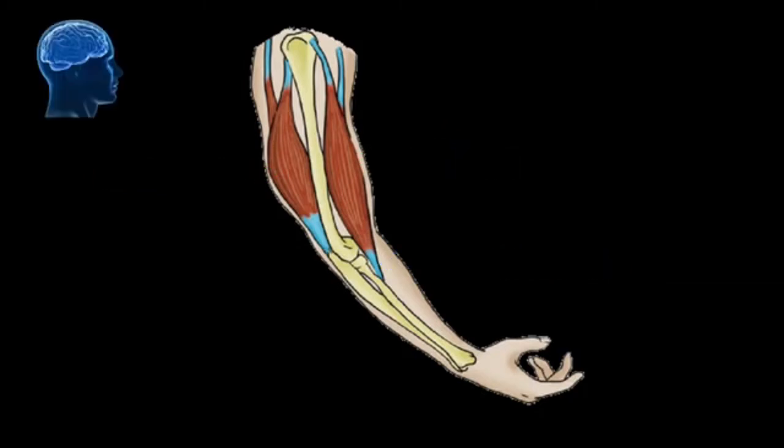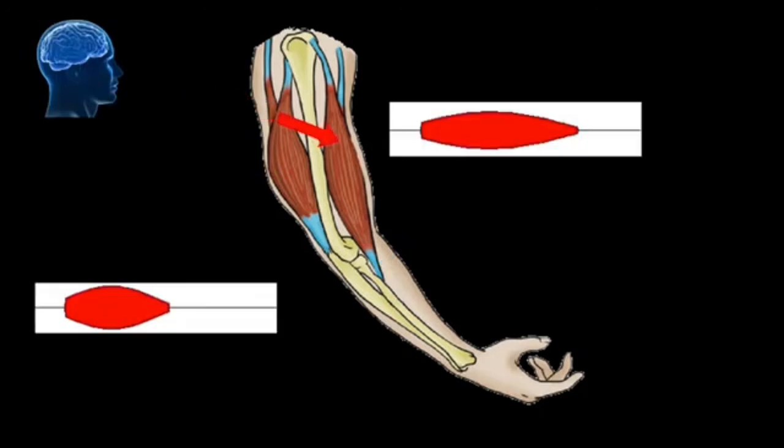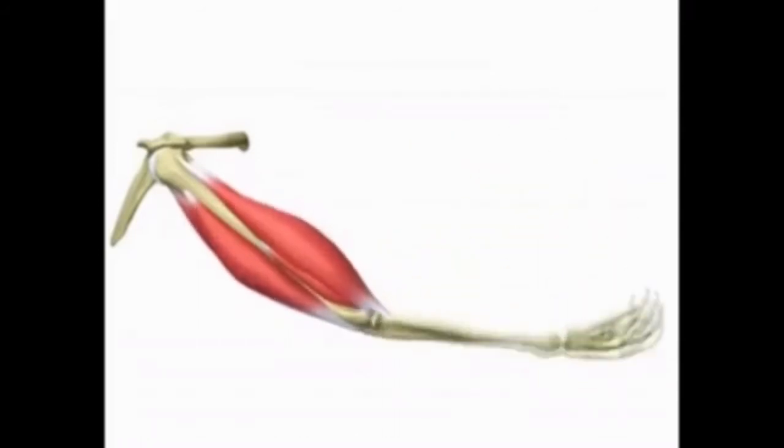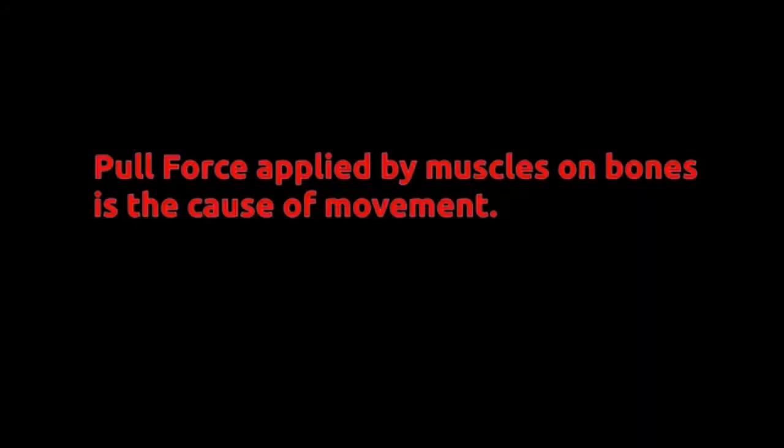When we want to lift something with our arm, our brain sends the signal to the biceps muscle to contract and the triceps muscle to relax. When the biceps contracts, its length decreases and the bone attached to it gets pulled. In this process, relaxation of the triceps muscle provides extra length so that the bone can easily move. Muscles apply pull force on bones by contraction, which results in movement.